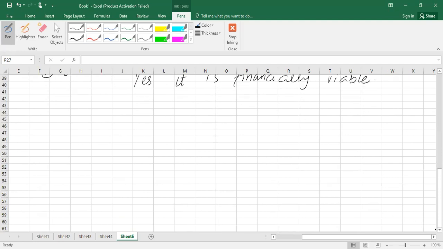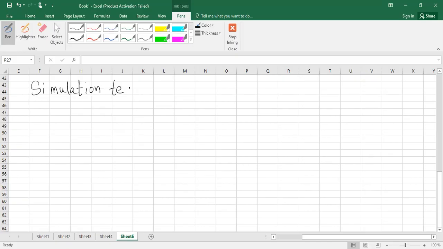Then we have one more concept. It is called simulation. Simulation technique is basically the one which uses number of variables at one point of time in the computer software along with the possible outcomes or probabilities to determine where net present value will be zero. It is basically opposite to sensitivity analysis.